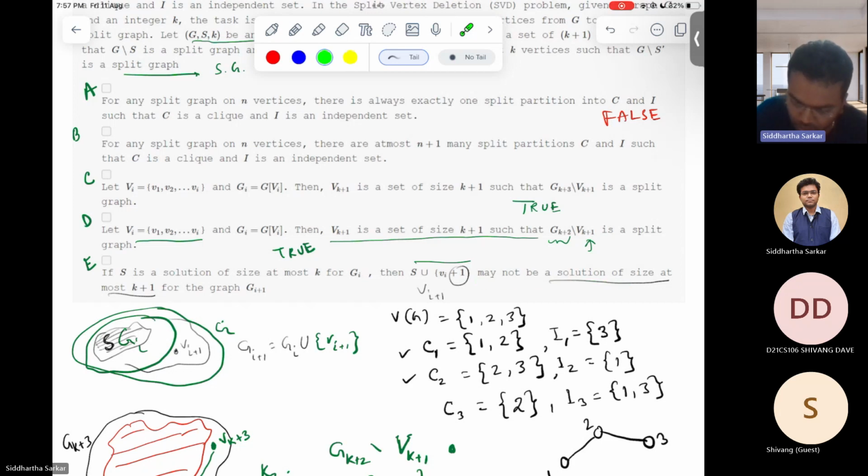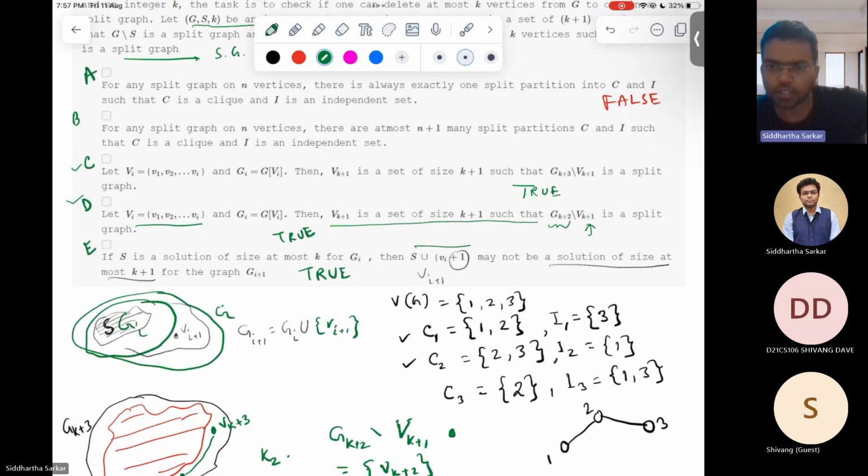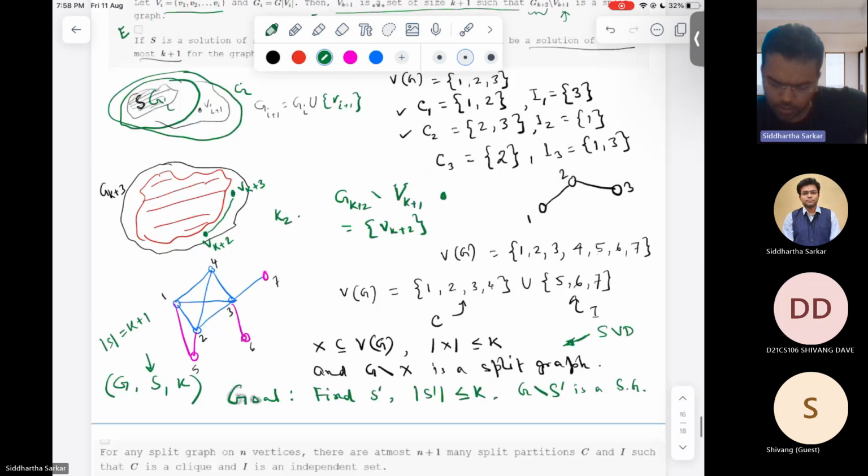This statement is definitely false because they're saying that this may not be a solution of size at most K plus 1, but this is in fact definitely a solution of size K plus 1 for the graph G_{i+1}. Do you see that? Yes, thank you. So therefore, this one we can mark it true. So these two things seem trivial to me, but I'll look at it further. But anyway, thanks.